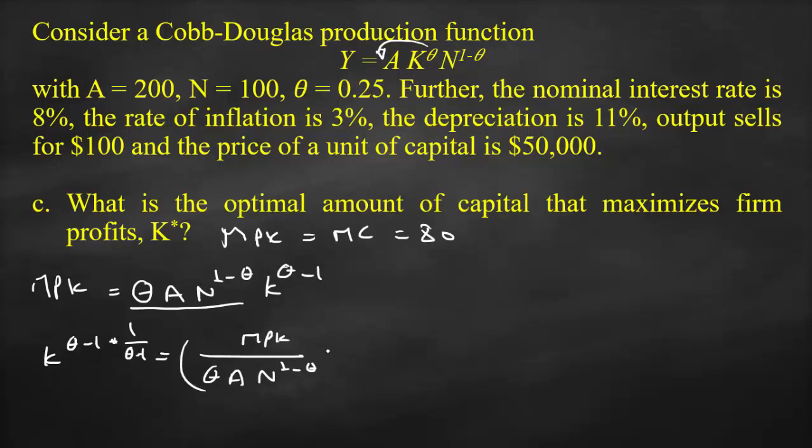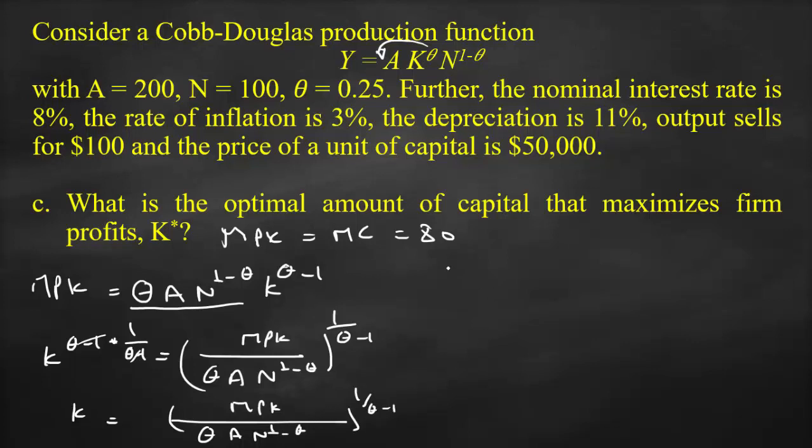So I need to do the same with the other side. I need to multiply it by 1 over theta minus 1. So this part will offset this part. So this will give us K is equivalent to MPK divided by theta A N to the power 1 minus theta, all of this to the power 1 over theta minus 1.